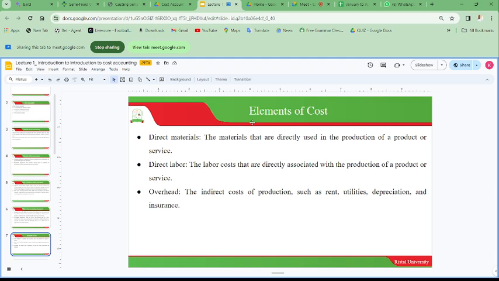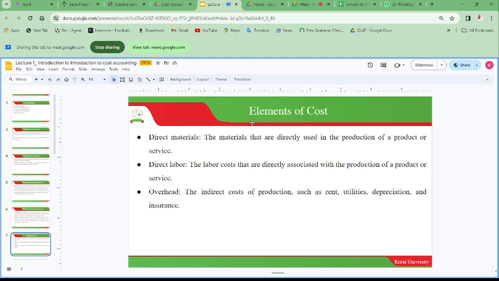So what is direct labor? Direct labor is labor cost that is directly associated with the production of a product or a service. In other words, this is the labor cost of employees directly involved in converting raw materials into finished goods. Their work can be directly linked to a specific unit of production.